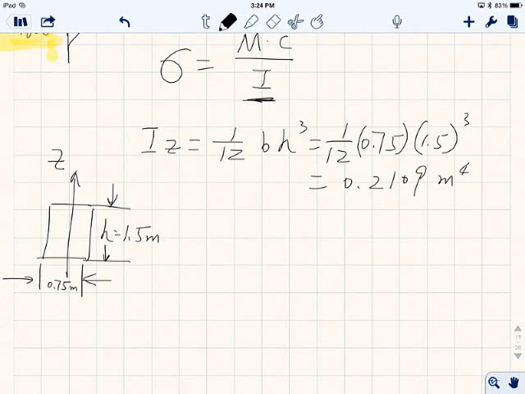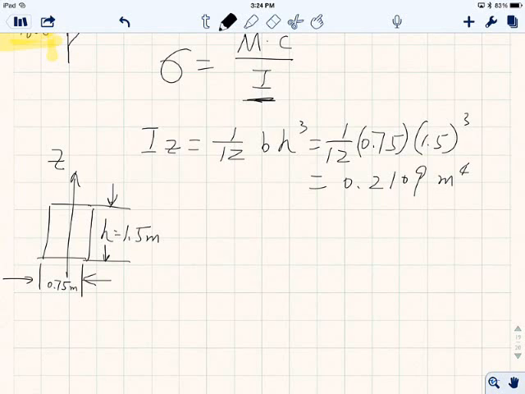So 1/12 b times h cubed. This h is a small number, because how thick is this ruler? Probably 0.5 millimeter, right? And how big is this base? Probably about 1 inch, so about 2 centimeters. So 2 centimeters times a small thickness gives a small number. So I can bend it easily, right?